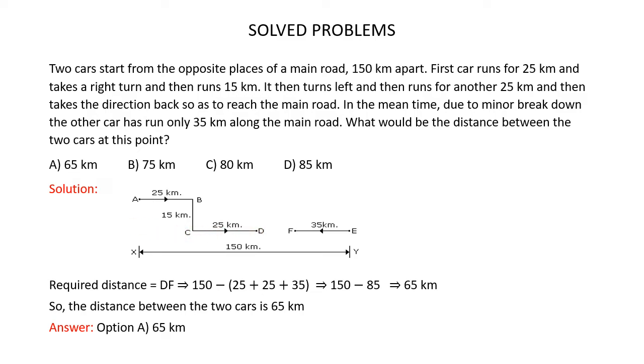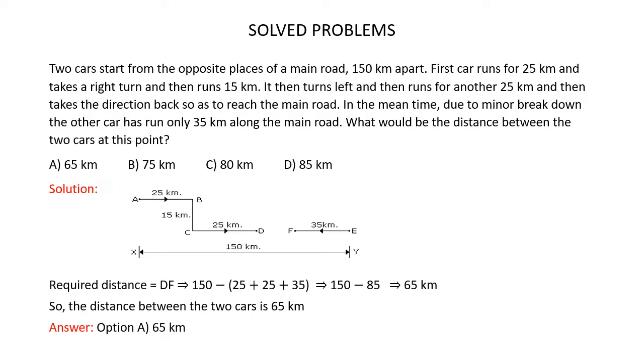Now the second car in the meantime has started from E and has run only 35 kilometers along the main road to reach F. Now we are asked to find what is the distance between the two cars at this point. So the first car is at point D and the second car is at point F. So we are asked to find the distance between D and F.